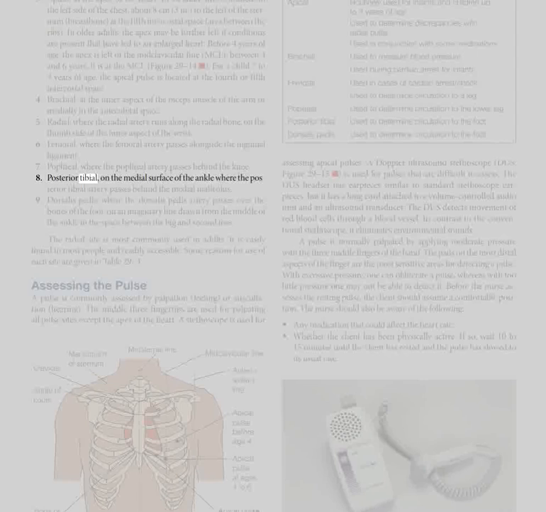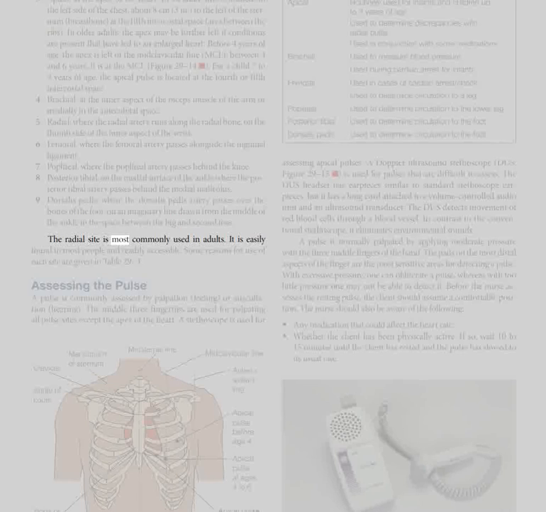8. Posterior tibial, on the medial surface of the ankle where the posterior tibial artery passes behind the medial malleolus. 9. Dorsalis pedis, where the dorsalis pedis artery passes over the bones of the foot, on an imaginary line drawn from the middle of the ankle to the space between the big and second toes.